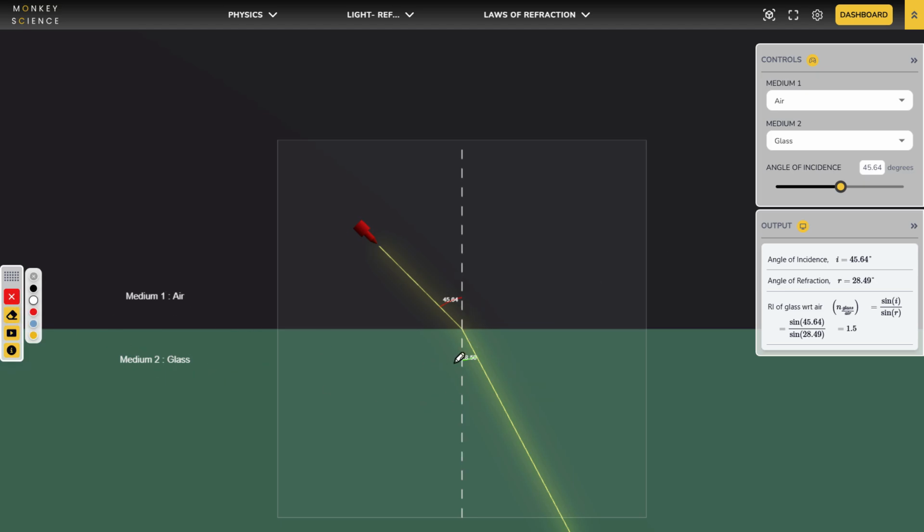Next, we'll also observe that the angle between the normal and the refracted ray is 28.49, whereas the angle of incidence is 45.64, which is greater than the angle of refraction. So this is again bending into a denser medium. Light bends towards the normal.